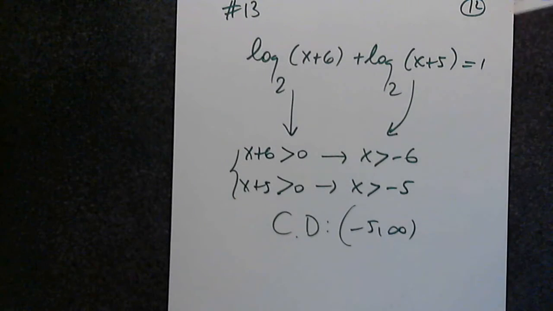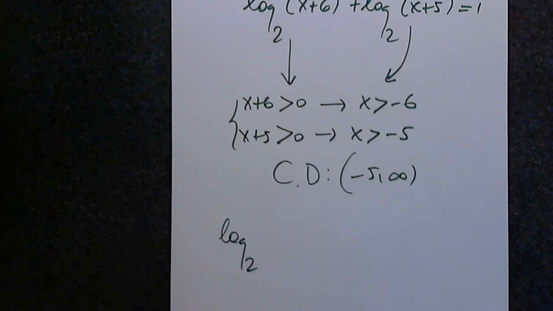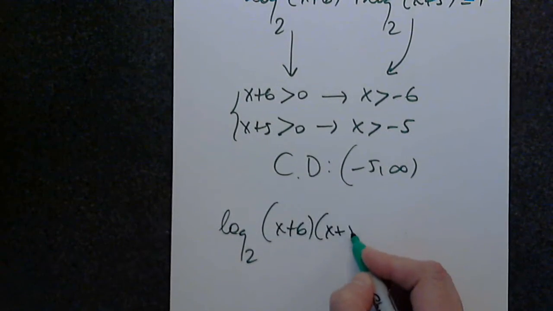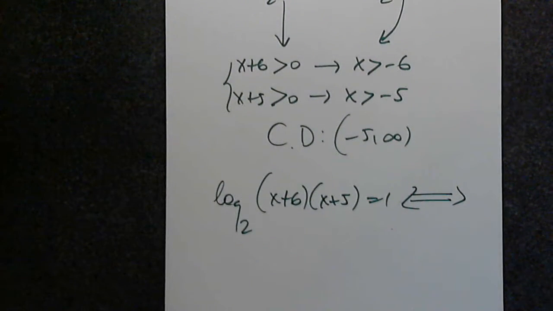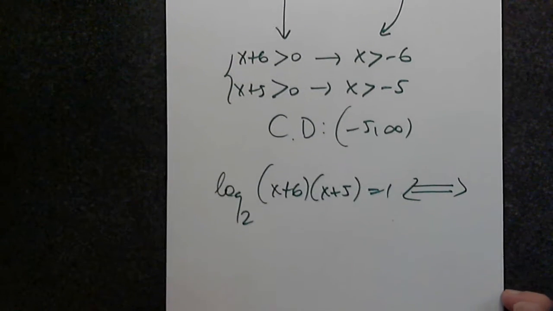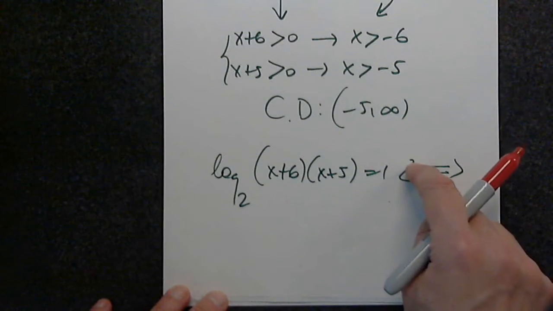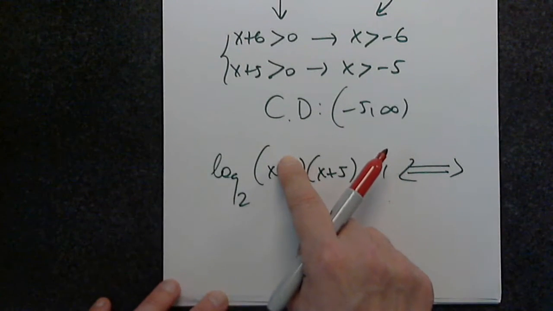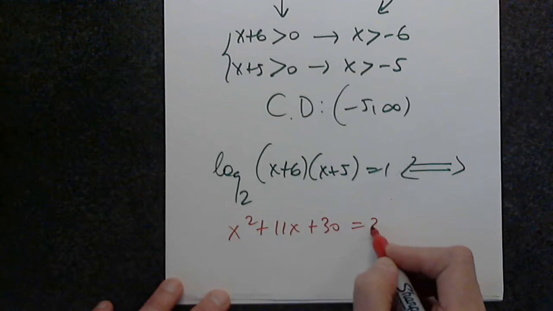I need to condense the left-hand side. How do I condense it? Log base 2 of, very good. And now this is equivalent to which exponential equation? From the base, counterclockwise. 2 raised to the first power equals this. So this is x squared plus 11x plus 30 equals 2.